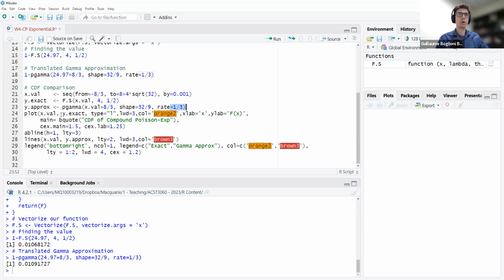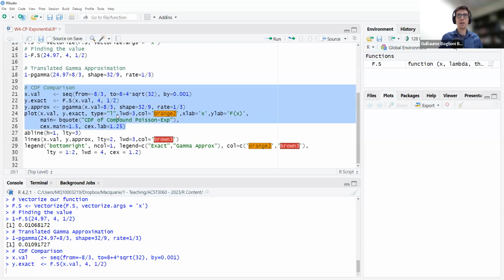Now here there's a few graphical parameters. I think you know the function plot: x values, y values. We want a line. That's just the size of the line. Here I'm just picking a color, orange 2. I don't know why not orange 1, but let's go with orange 2. I'm giving names to the labels, and I'm giving a title to my plot.